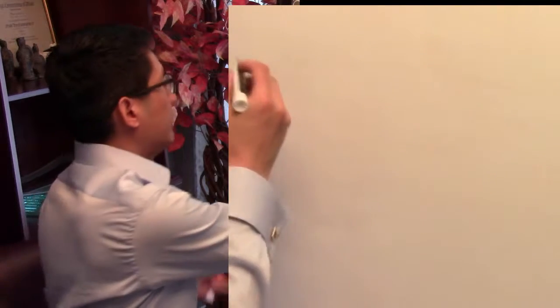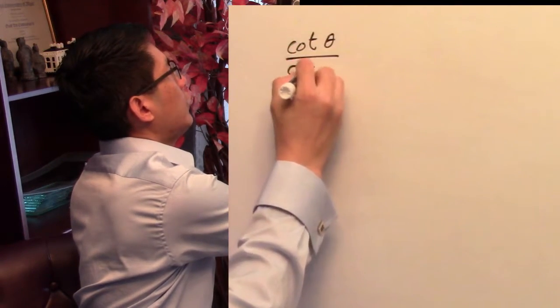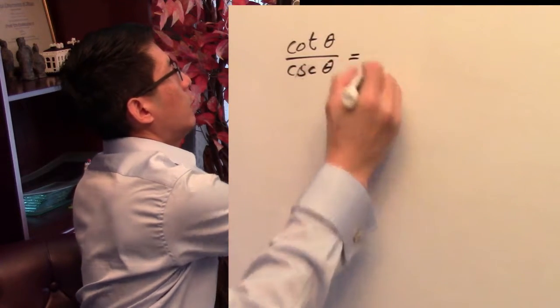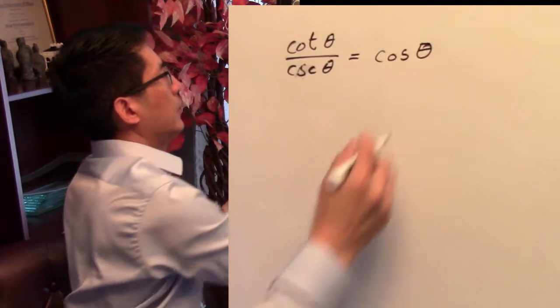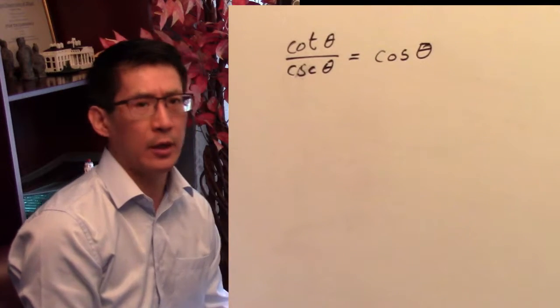So supposing we come up with something like this. Let us say cotangent of theta divided by cosecant of theta equals, well, this is going to eventually turn out to cosine of theta. Stuff we're just pulling out of thin air here. And a lot of people look at the thing like, what next?